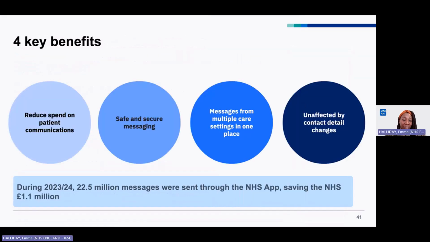So some of the benefits of using notifications and messaging. The biggest one is the opportunity to save money. We're aware of the financial pressures across health and care, and utilising notifications and messaging can help reduce the amount of money spent on this. As you can see there, we've got a figure on how much of the savings can be made. It's also really safe and secure, so it's a great benefit for patients.